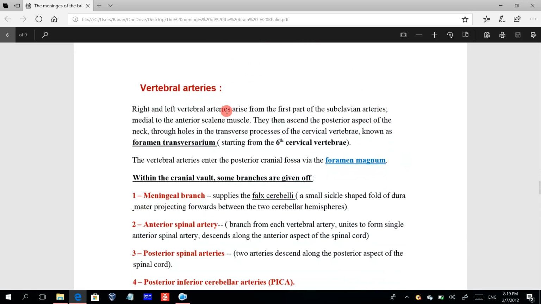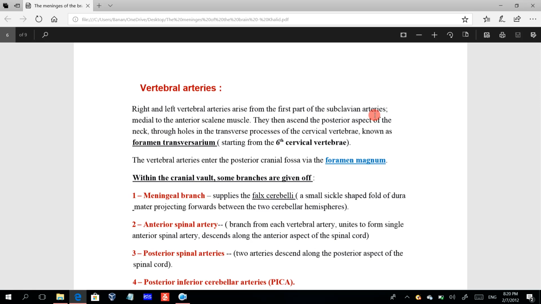Now we talk about the vertebral arteries and its branches. The right and left vertebral arteries arise from the first part of subclavian arteries. If you remember, when you talk about the major blood vessels of the neck, I drew for you the major arteries starting from the aorta.